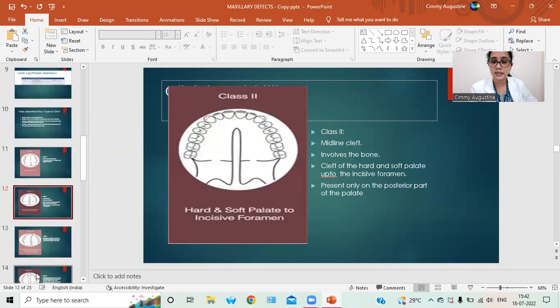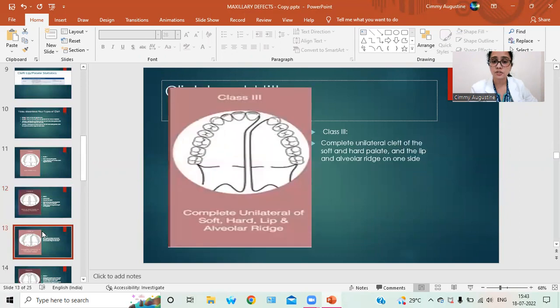Class 2 is midline cleft, which involves the cleft of the hard and the soft palate. It's up to the incisive foramen. So it's present only on the posterior part of the palate. Then is a class 3 defect, which is a complete unilateral cleft of the hard and the soft palate and the lip and the alveolar ridge on one side.